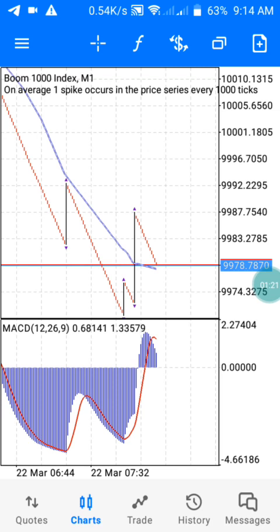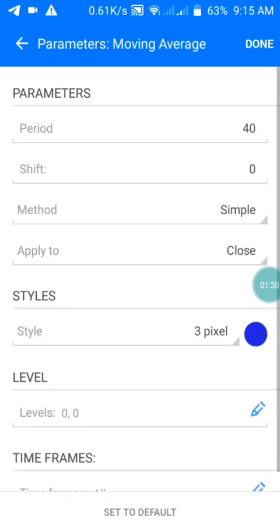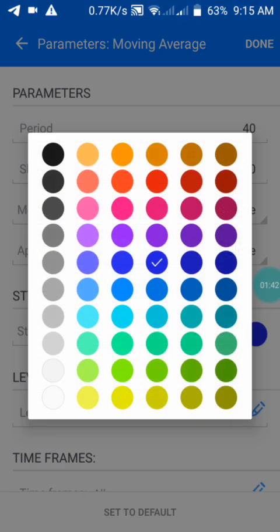Before I go into explanation, let me show you the settings of this strategy. On my main chart, I have my moving average. It is the first thing I have there. I have the period at 40, shift at 0, method simple, applied to close, and my style in blue color. You can choose any color of your choice.